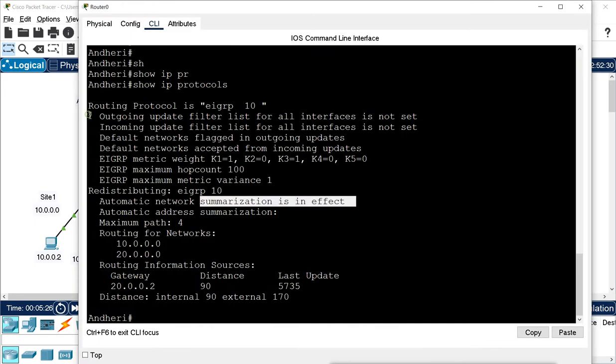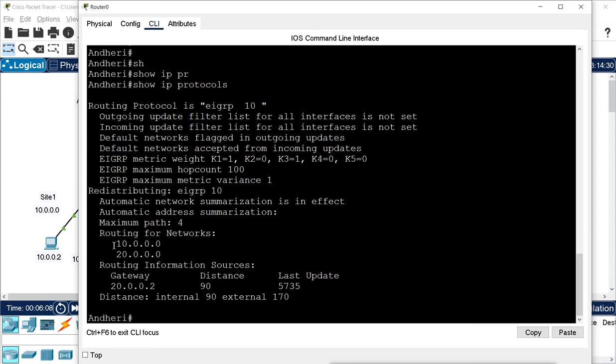There is no summarization available here. Then for maximum path, you can see the maximum equal paths it supports is 4. Right now variance is set to 1, so it supports equal paths, up to 4. RIP, OSPF, and IGRP also support 4 equal paths. But EIGRP can support unequal paths too with the use of this variance, so we can change the variance and support unequal paths also.